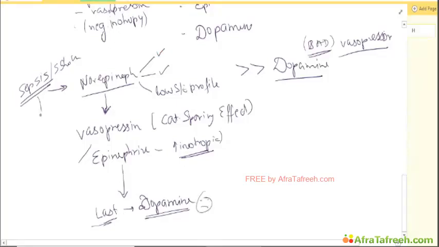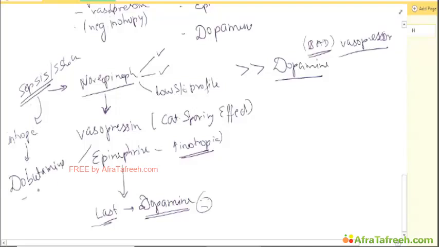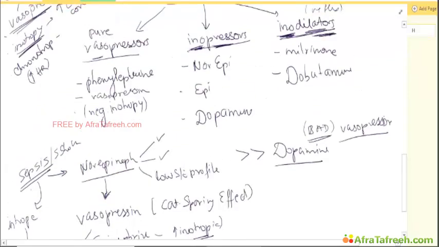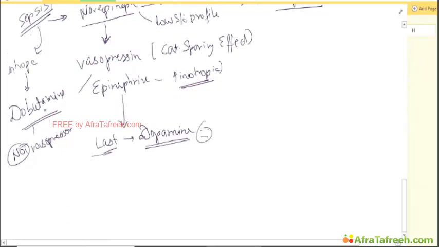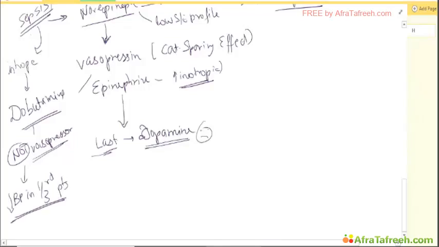Okay? If we need, in sepsis, more inotropy, then the inotrope of choice is dobutamine. This is not a vasopressor. This would rather cause vasodilatation. Okay? So dobutamine is not a vasopressor. Rather, I would not say always, it can cause hypotension in 1/3 of the patients. So it's not used primarily to increase the blood pressure, but it is used for augmenting the cardiac output.